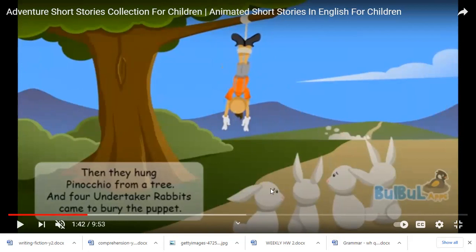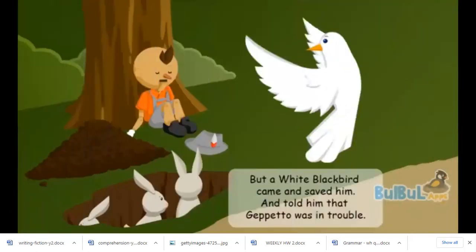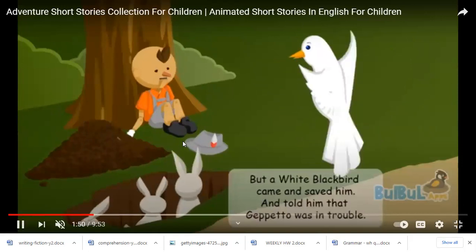So these were dangerous rabbits. They wanted to bury Pinocchio. Can you see the hole?